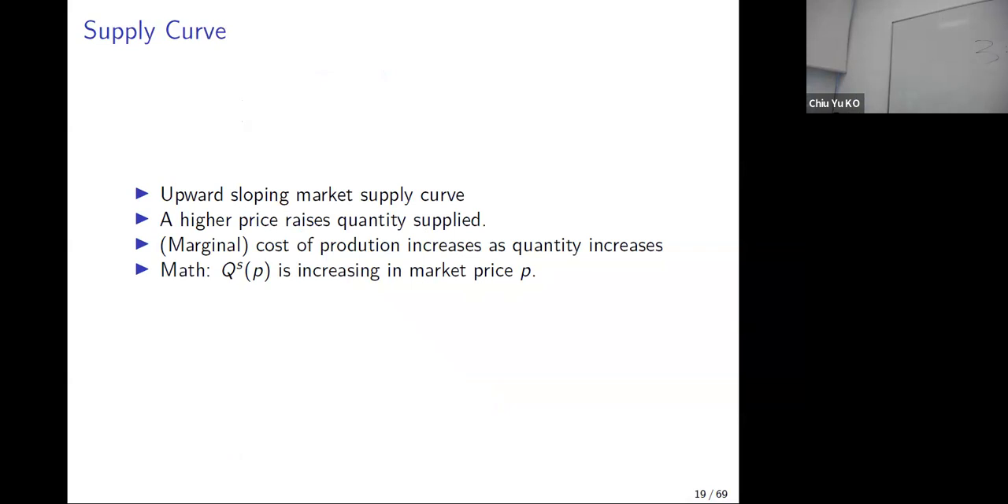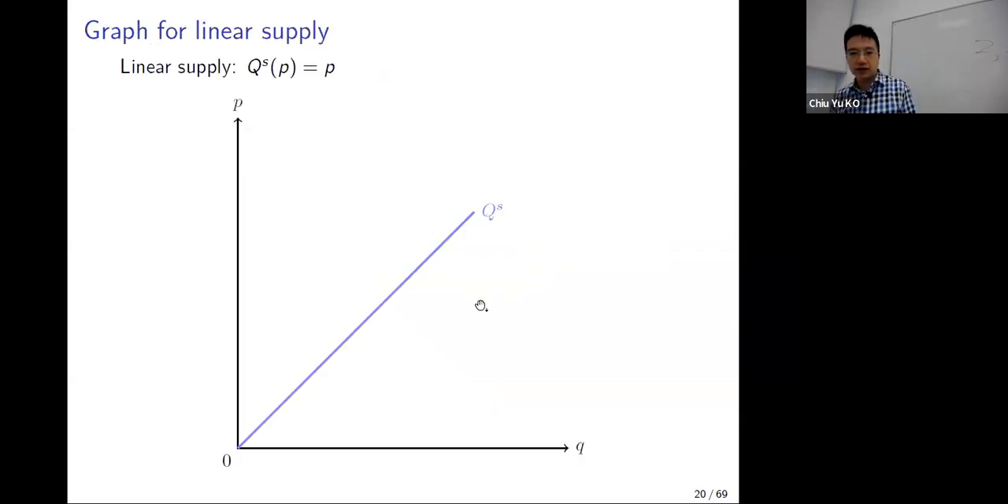And the other is the other side of the market, the firm. The firm gives you a supply curve. And probably the most often you would see the supply curve in an undergraduate class is like this, upward sloping. The more product you sell, you will have a higher price. Or the other way around, usually the higher the market price, the more quantity is in the market. And what does it capture?